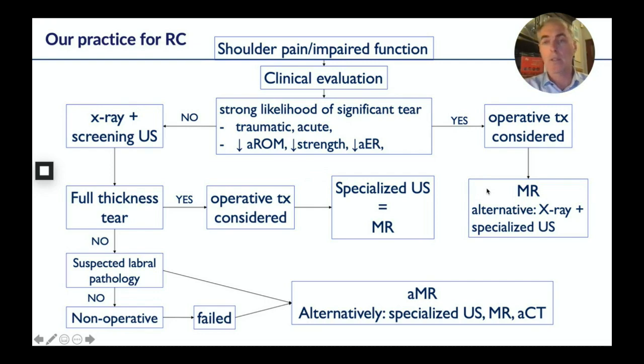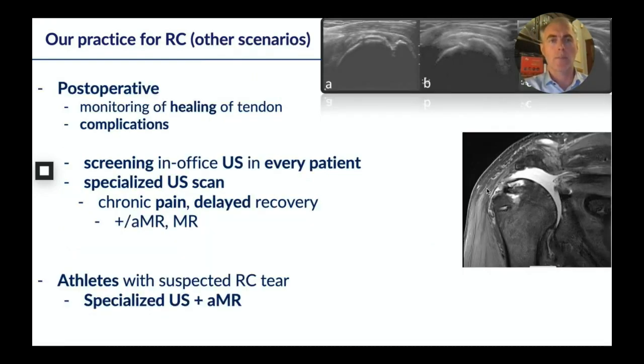If that cannot be done, then I use the X-ray plus a specialized ultrasound scan. Other scenarios for which we use imaging include the postoperative scenario. We would like to monitor the healing of the tendon and also detect the reasons for complications if they occur. So every patient in my office is scanned by myself at the follow-up. And I use the specialized ultrasound scan for those patients having chronic pain or delayed recovery. Alternatively, other modalities can be used.